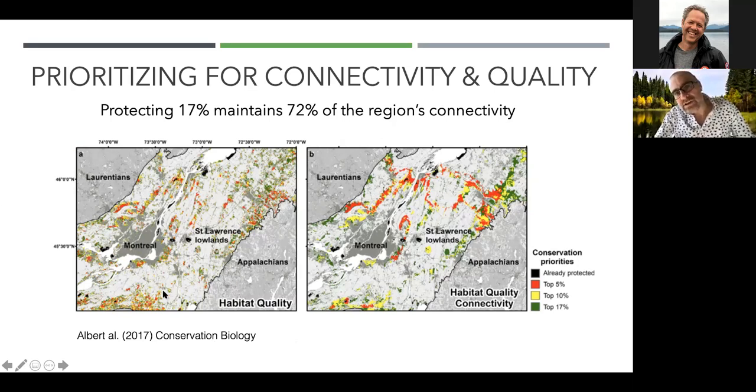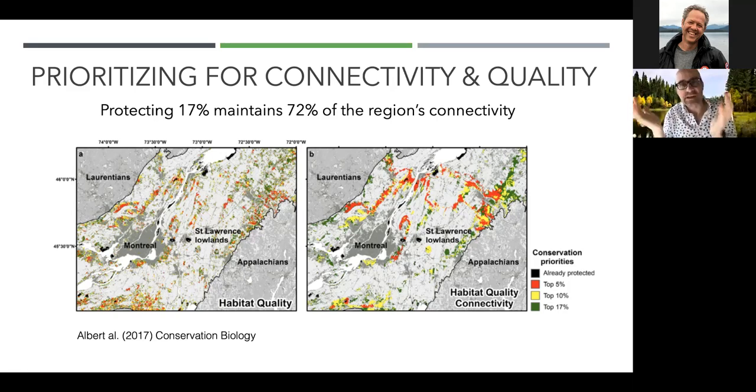You can see in red the priorities to protect, and how the prioritization differs from the case on the left, when we only prioritize high habitat quality, versus the case when we prioritize habitat quality and connectivity. Now you can see that prioritization has this contiguous structure to it, where we're building the network. And what we found, and we were super happy about this finding, is that if we're smart about protecting connected networks, if we protect 17% of the top most connected locations and habitats, we can maintain 72% of the region's connectivity. So that's a huge return on an investment.